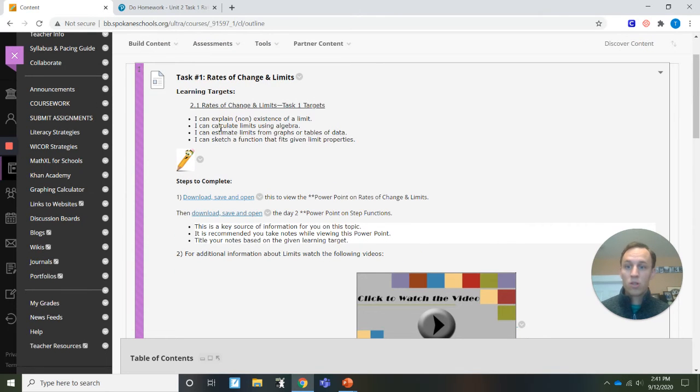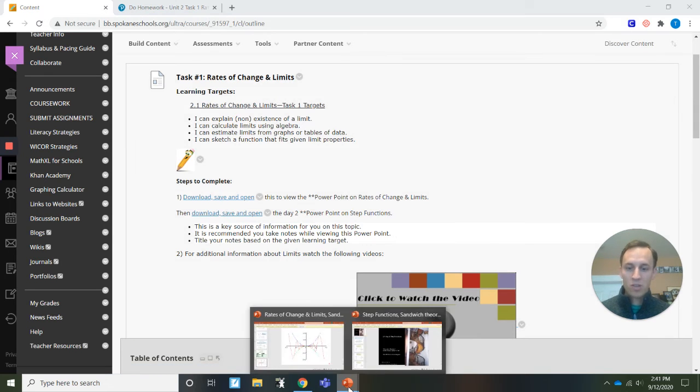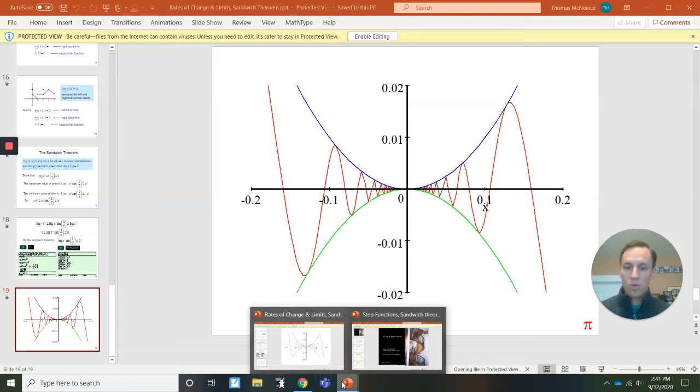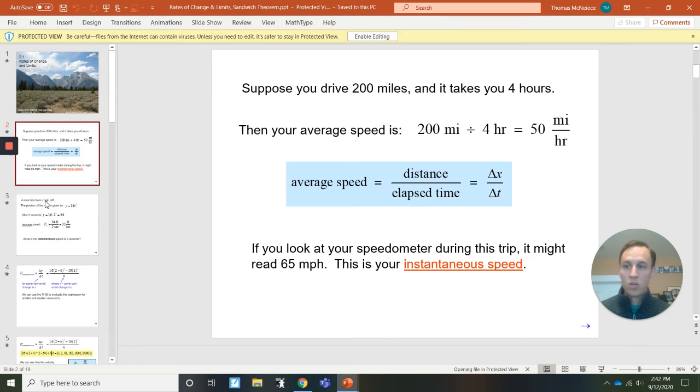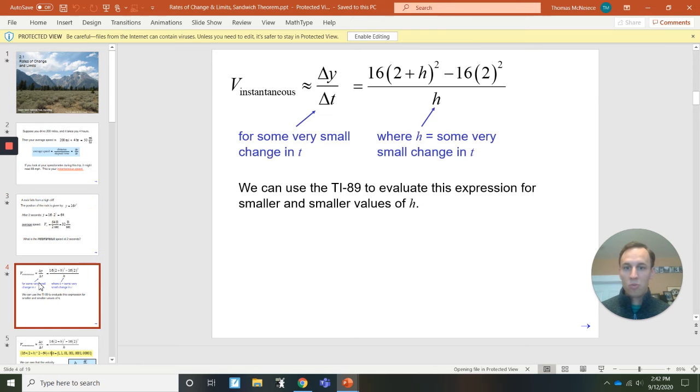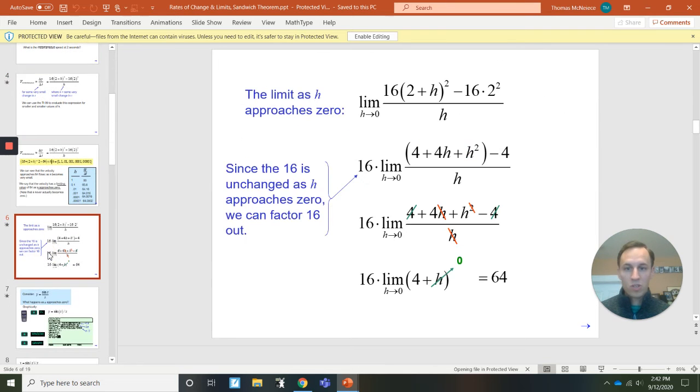Here are our learning objectives. We're going to talk about explaining the existence and non-existence of a limit, calculating limits using algebra, looking at graphs and tables, those kinds of things. So here we go. Steps to complete. First, we're going to download, save and open this first PowerPoint, and the second one. I've already got those here, so you can look at those. They're exactly what they sound like. They're PowerPoints, and they're going to take you through notes. So here are some questions, and you can be looking through these. Here are some example questions of how to do the limit as h approaches 0 and some things that you might see. Okay, so that's where you're going to start.